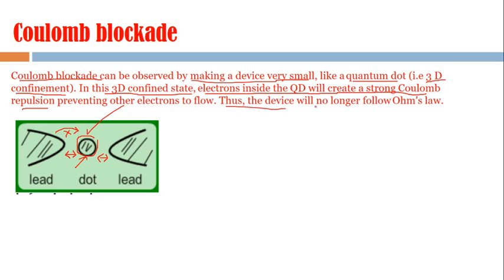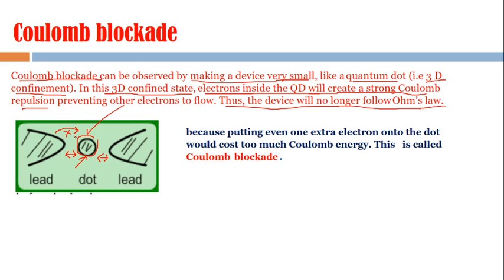And that way we can say that the device will no longer follow Ohm's law. Ohm's law says that if there is a potential difference, current should depend on that potential difference value, and if we increase the potential difference, current should increase. But this Coulomb blockade state says even if you increase the potential difference, current may not increase, because this dot will not allow new electrons to come to this place.